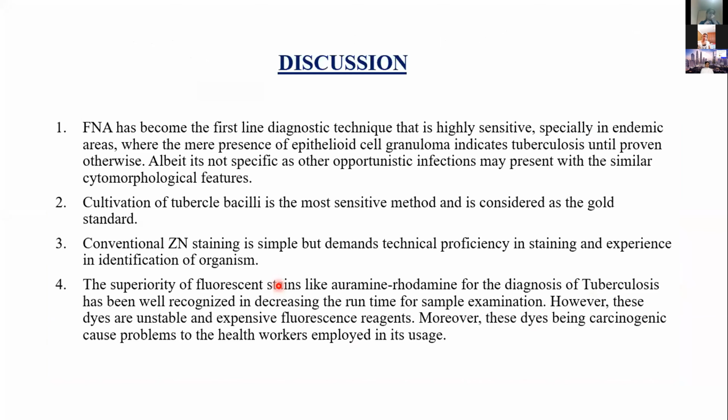So what we found out from this study was that FNA has become the first line diagnostic technique that is highly sensitive, especially in endemic areas where the mere presence of epithelioid cell granuloma indicates tuberculosis until proven otherwise. Albeit it's not specific, as other opportunistic infections may present with similar cytomorphological features. So we need to identify these acid-fast bacilli by doing different staining patterns.